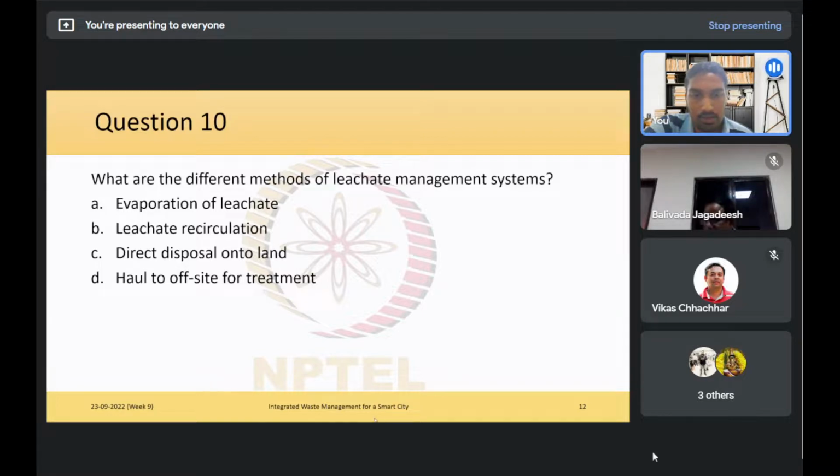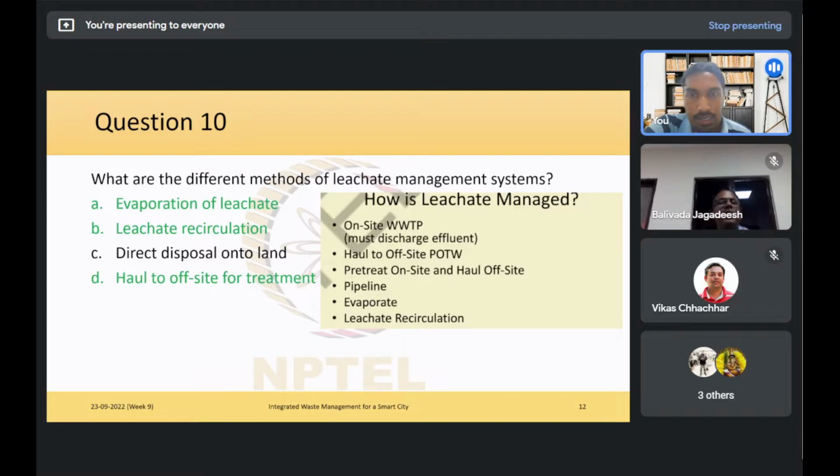Okay, so let's look at the answer. So the right options are A, B, and D, right? So other than C, all the other three are methods which we can use to manage the leachate, right? So evaporation, so we can evaporate it, so the moisture will be released, and then with the reduced volume, we can manage it better, right? So evaporation can help us to manage the leachate.